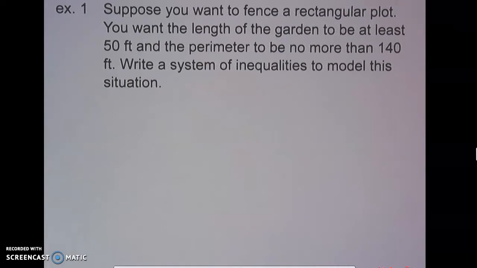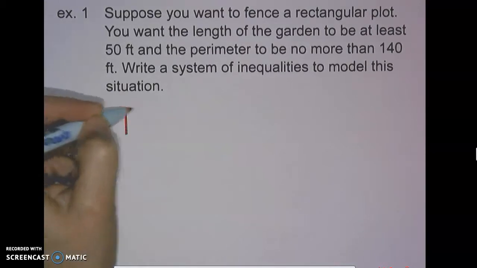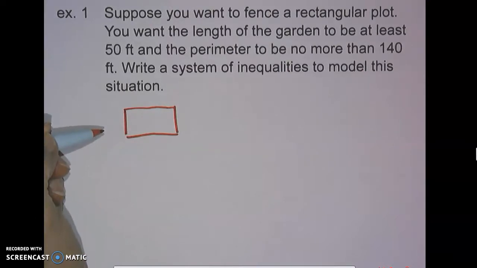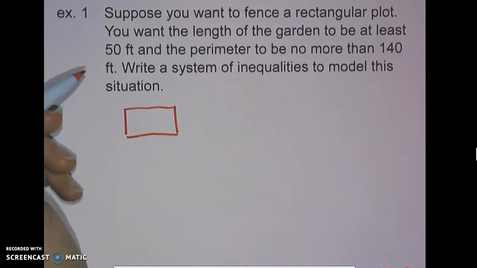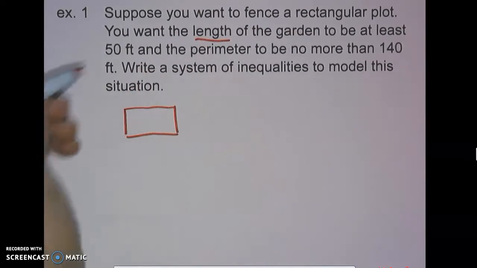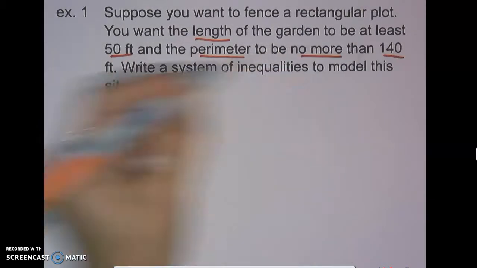Here's our first one. Suppose you want to fence a rectangular plot. You want the length of the garden to be at least 50 feet and the perimeter to be no more than 140 feet. Write a system of inequalities to model this situation. So we're looking here, and it tells us that we have a rectangular plot. So I'm going to draw that rectangular plot. We don't really know exactly what it looks like other than this. So our variables: you want the length of the garden to be at least 50 feet, so that's going to be important. And then perimeter to be no more than 140 feet.